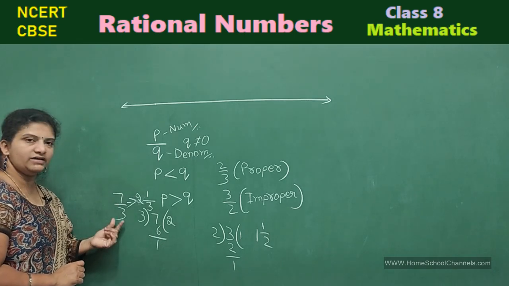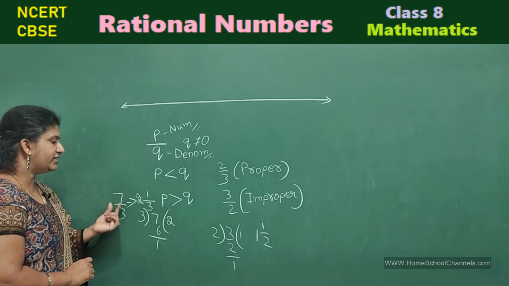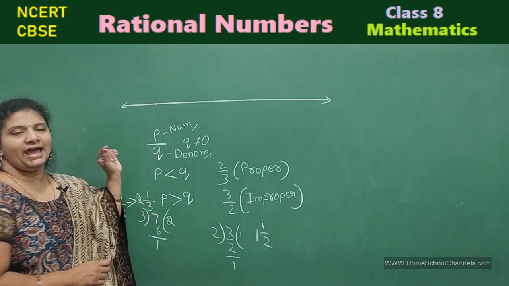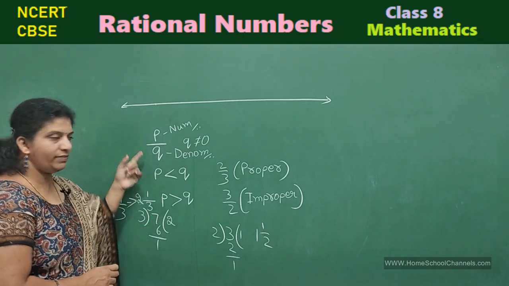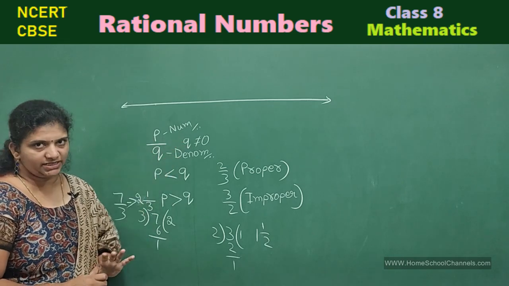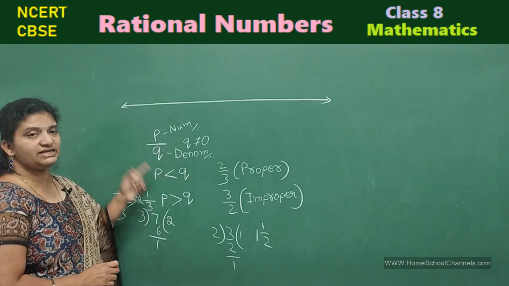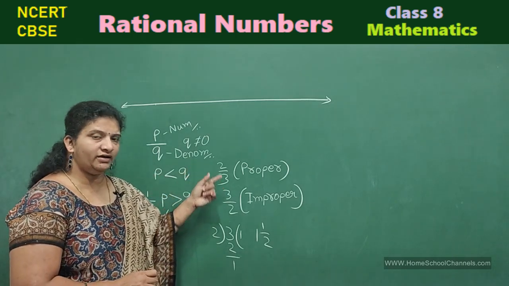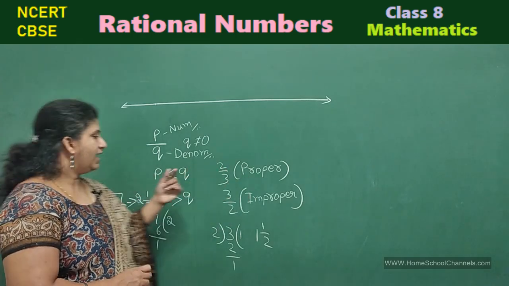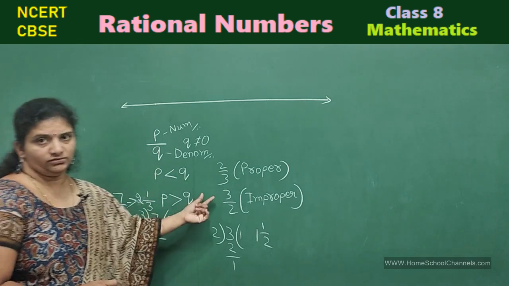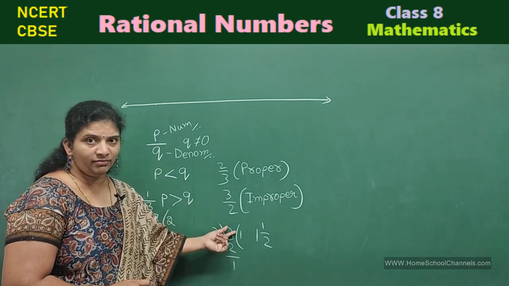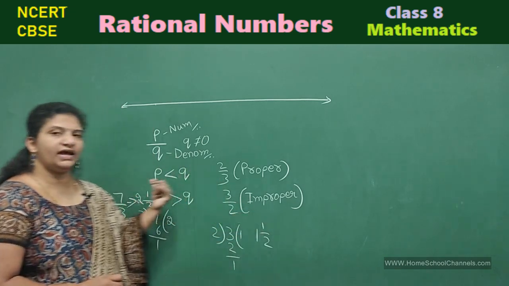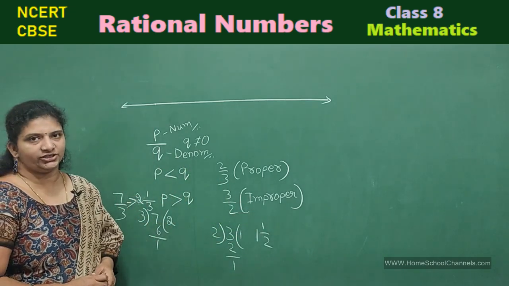7 by 3 is an improper fraction. This can be written in the form of 2 1 by 3. Any rational number will be in the form of p by q where q is not equal to 0. Suppose if p is less than q, that is numerator is smaller than the denominator, it is a proper fraction. And suppose if numerator is greater than the denominator, it is improper fraction. Improper fraction we can convert into mixed fraction.